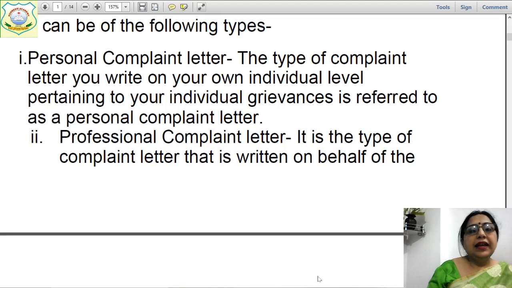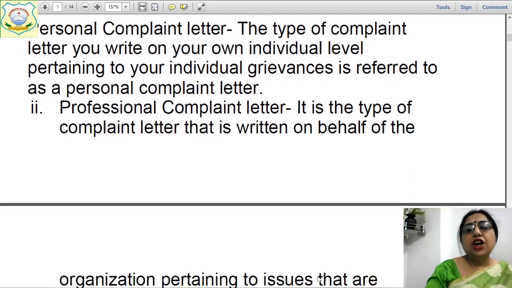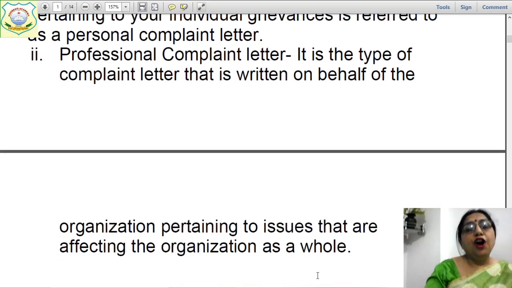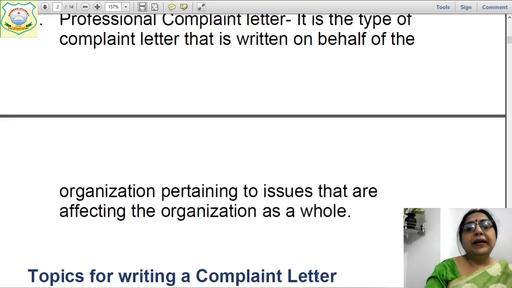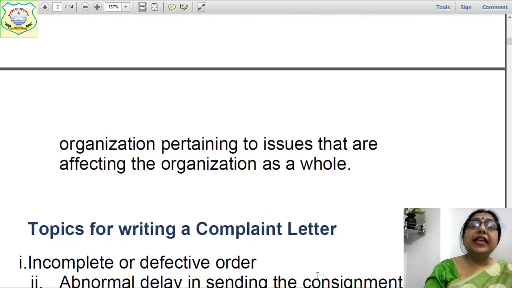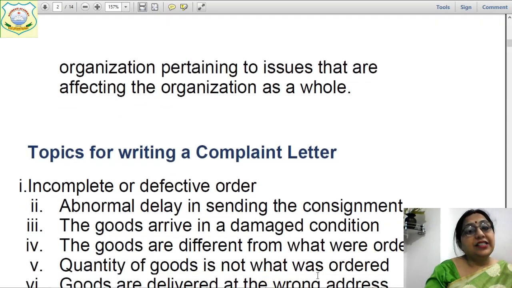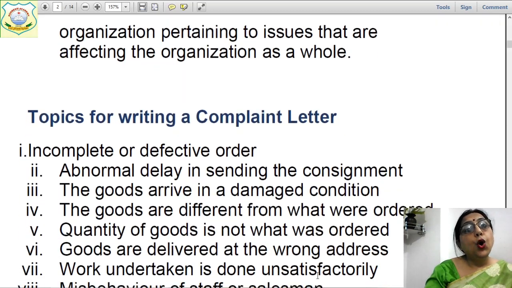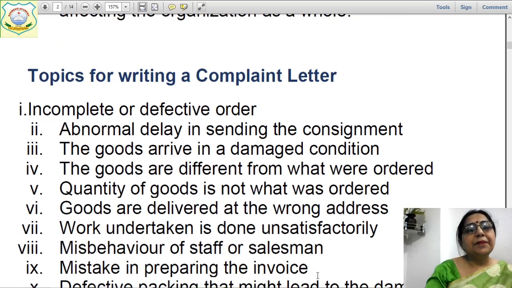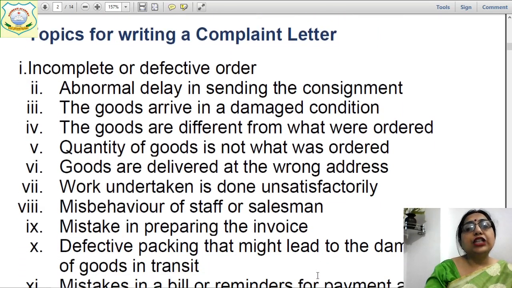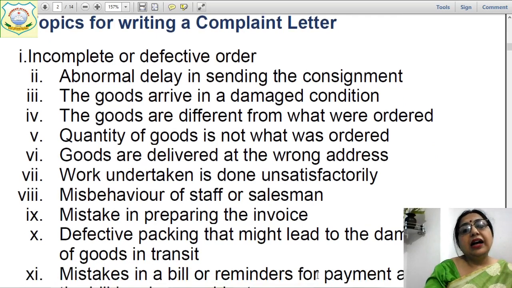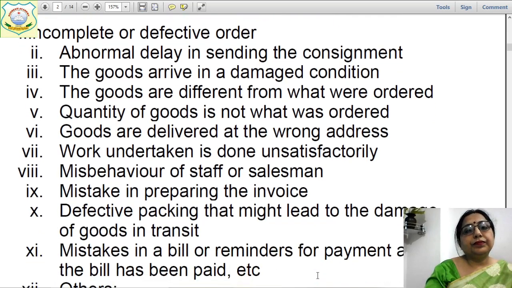Now, the professional complaint letter. It is the type of complaint letter that is written on behalf of the organization pertaining to the issues that are affecting the organization as a whole. Now, what are the topics for writing a complaint letter?